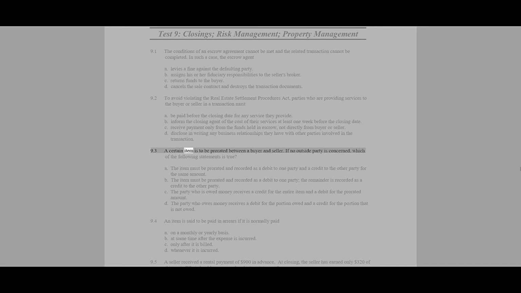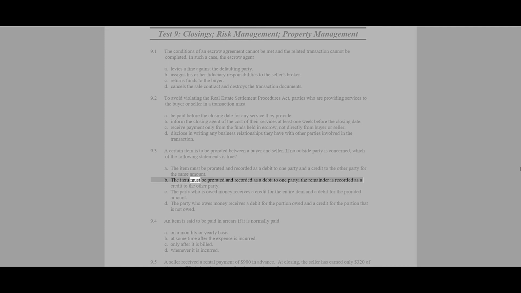9.3 A certain item is to be prorated between a buyer and seller. If no outside party is concerned, which of the following statements is true? A. The item must be prorated and recorded as a debit to one party and a credit to the other party for the same amount.